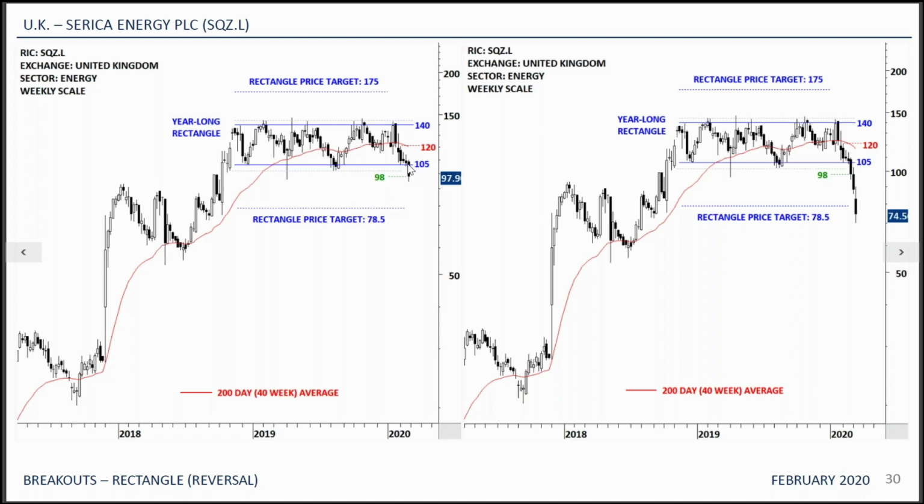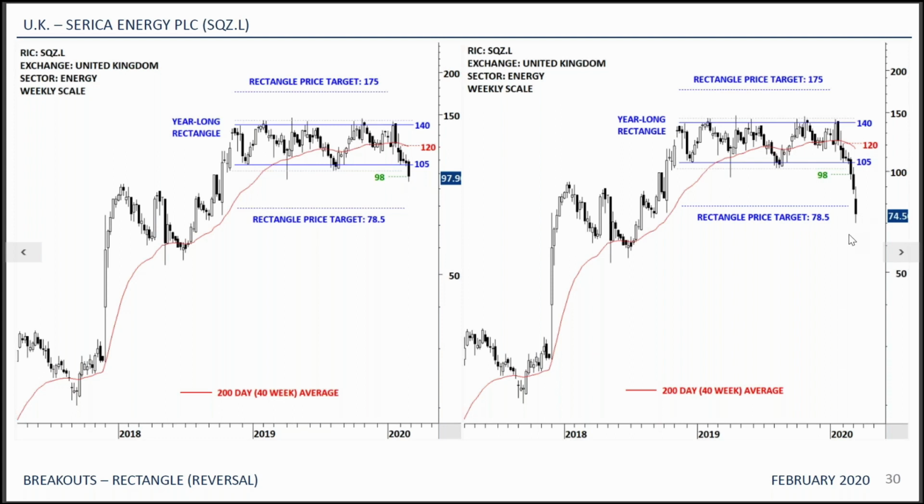Reach to the lower boundary. Now I'm ready for a possible top reversal. Rectangle acting as a reversal. And you can see several tests of the chart pattern boundary. Breakdown takes place and price target is met in a couple of weeks.